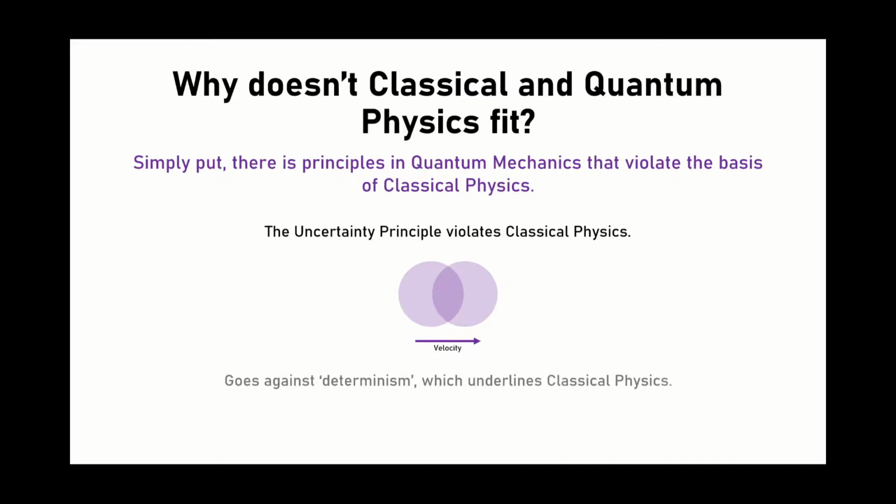Now, this goes against determinism, which underlines classical physics. Determinism is basically, given a set of initial conditions, you should be able to accurately predict everything with certainty. However, the uncertainty principle cannot allow that on the quantum scale.